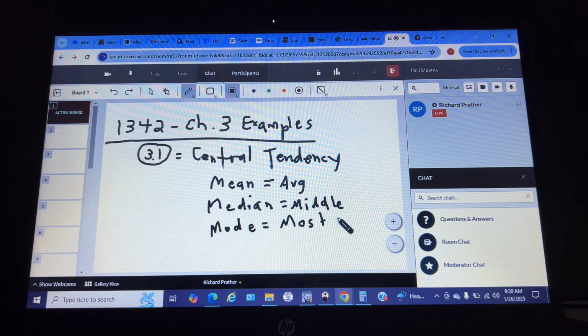Technically, they can all be called an average. An average is like what's the typical one, but people associate finding average with the mean. When you say to somebody, what's your average test score, they're going to take all their test scores, add them up, and divide by how many they have. So that's more commonly associated with the mean.